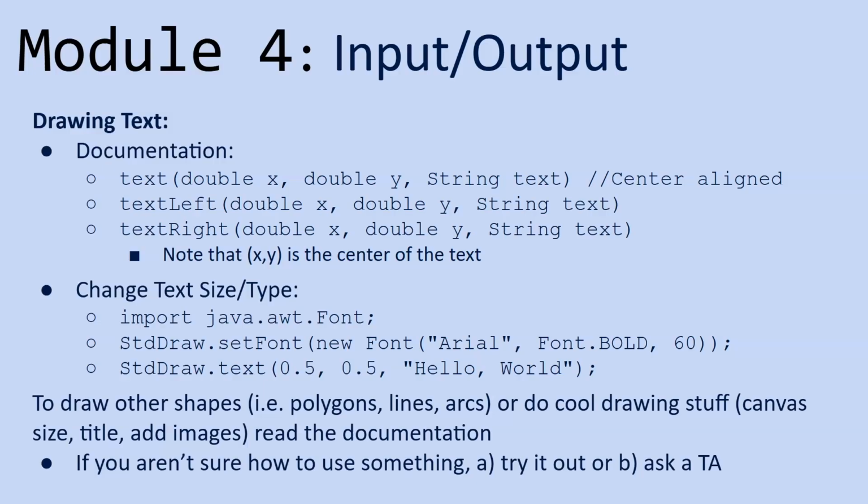And then to change the text size or type, if you want a fun font, you have to add import java.awt.font at the very top of your file, above where it says class. You need to add that line just so your file slash class knows that, oh hey, I need to be able to access the font information. And so you can use standard draw.setFont, new font, and the first thing will be the name of the font, then the font style, which you can look up, and then the last thing will be the size of your font. And then you'd call the same standard draw.text function to draw hello world in Arial, very big font and bold.